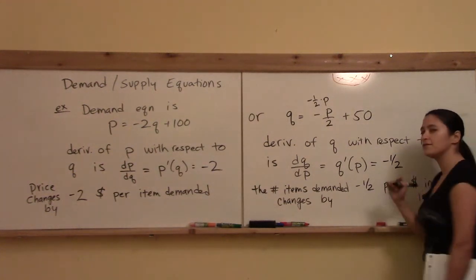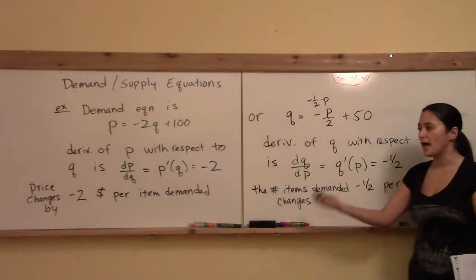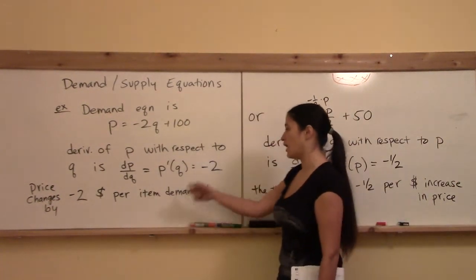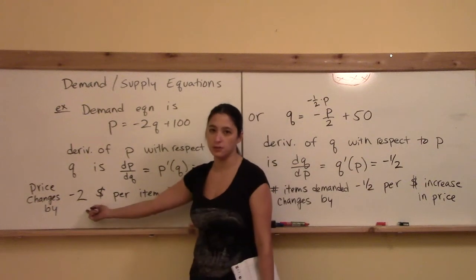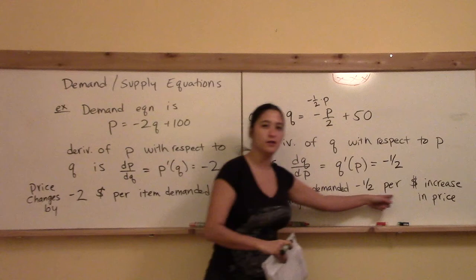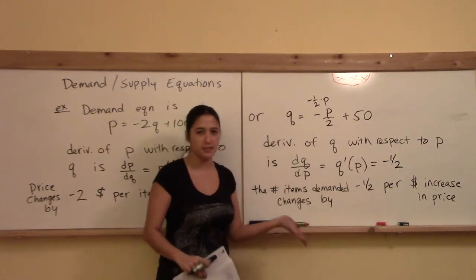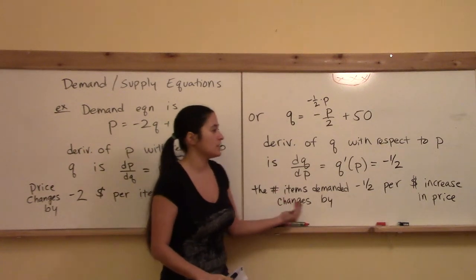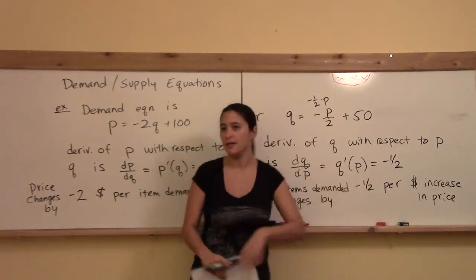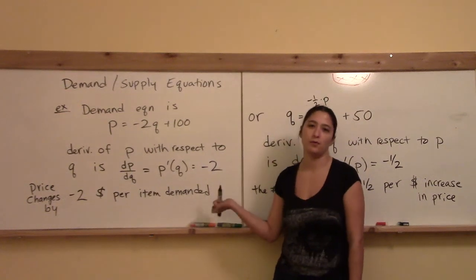Remember, the derivative is always going to be how much the y variable changes when the x variable goes up by 1. So, if I demand one more item, the price has to fall by $2. If I increase the price by $1, the demand is going to fall by 1/2 of an item. That kind of makes sense, right? That's saying the same thing, because then if I increase the price by $2, then the demand would go down by one item, and that's the same thing it says over here. The price decreased by $2 and demand goes up by one item.